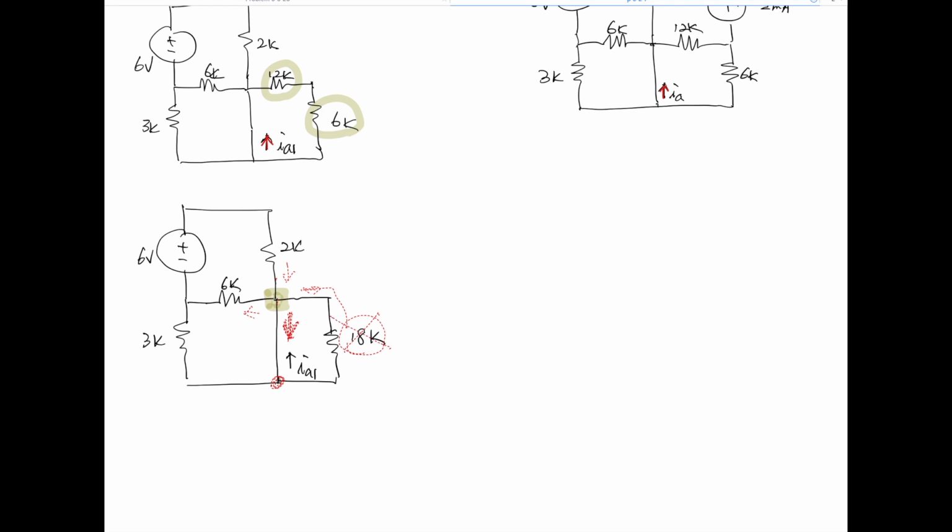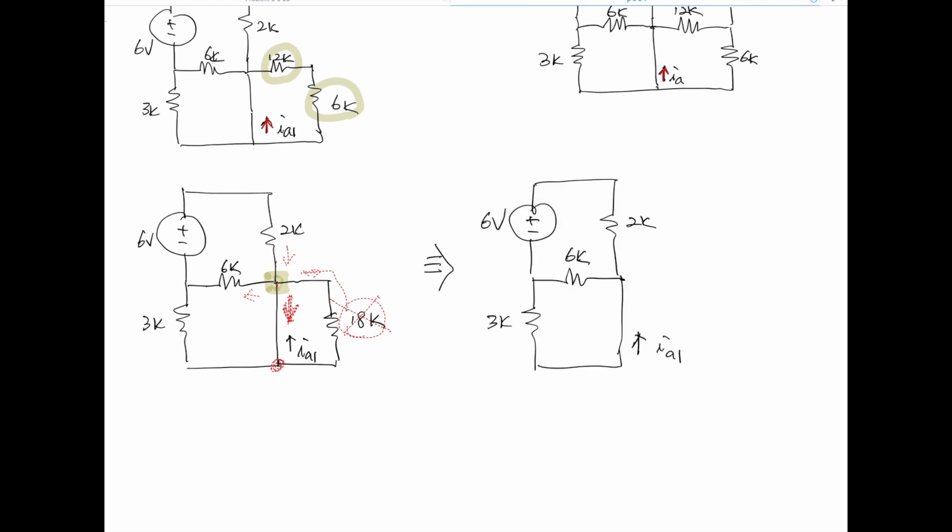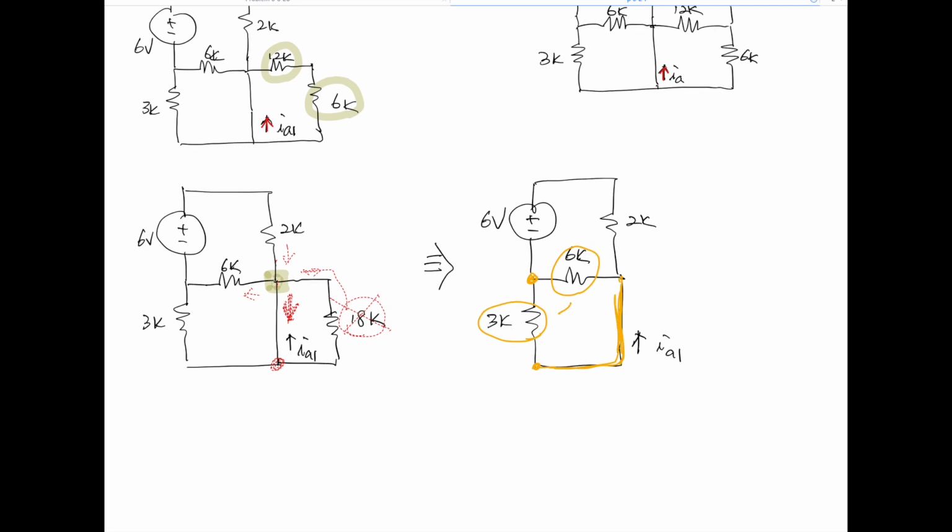Now we can redraw the circuit like this. Now you might say, hey Dr. Kim, what about this 3K? Is it parallel to this short circuit? Well, we need to look at both ends of this 3K. I have one hand holding the 6K arm. Where is my second hand? This whole thing. So actually, this 3K and 6K are parallel. The 3K with this short circuit is not parallel. So now let's combine 6K and 3K together.